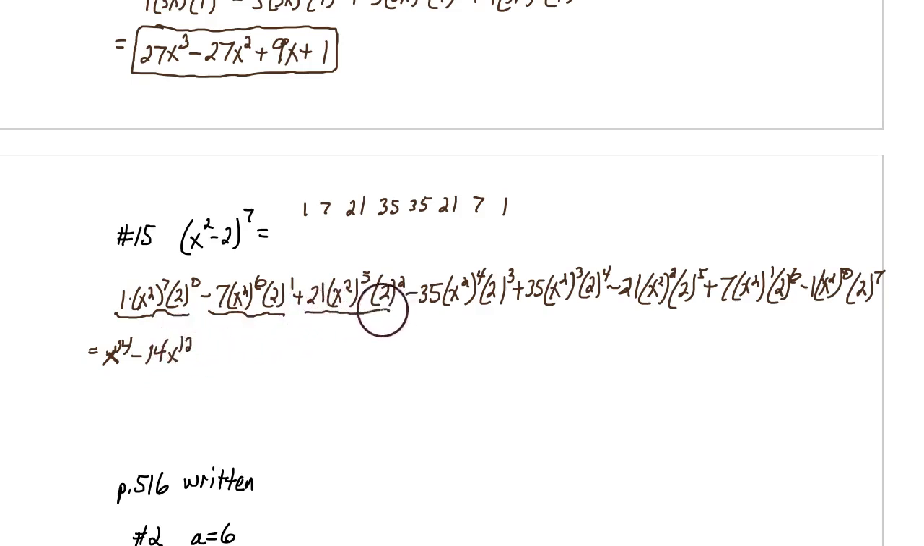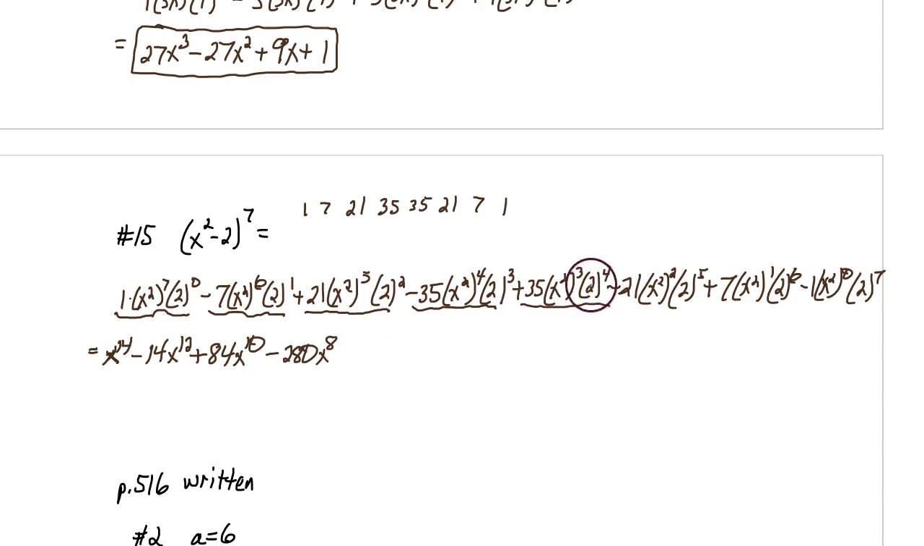Now this piece here, this makes plus, 2 squared is 4, 21 times 4 is 84, x to the 10th power. Now this piece here, this is minus, 2 to the third power is 8, 35 times 8 is 280, x to the 8th power.